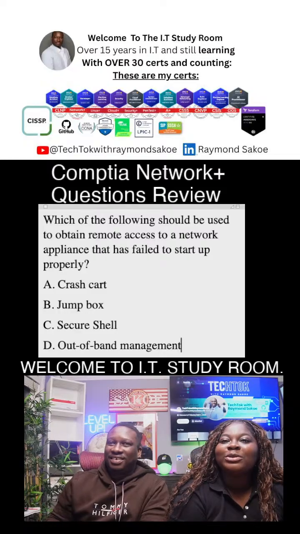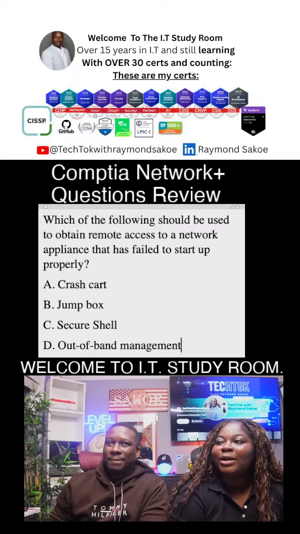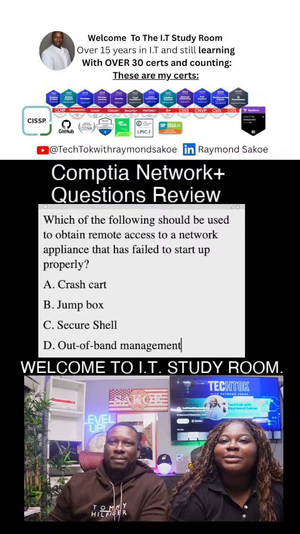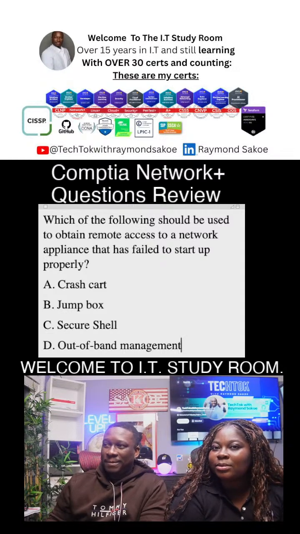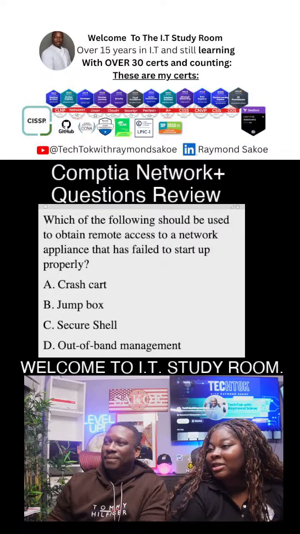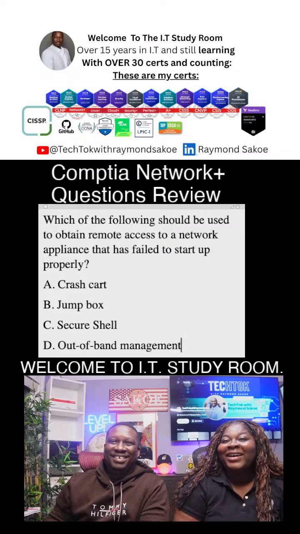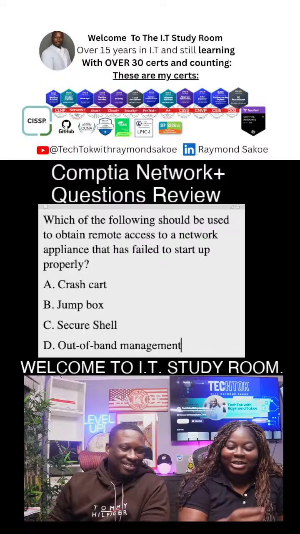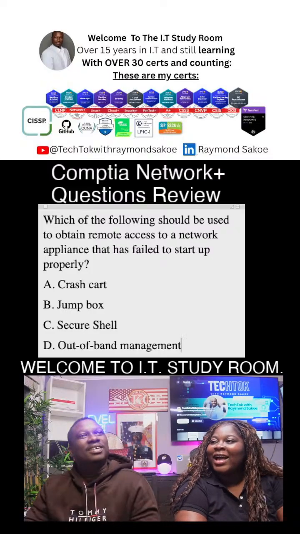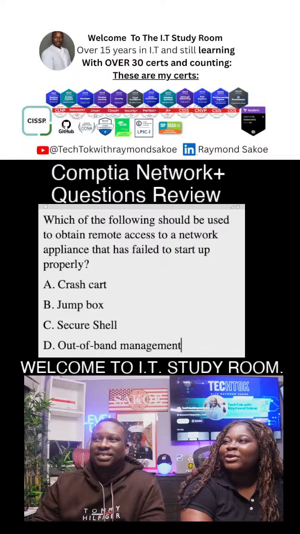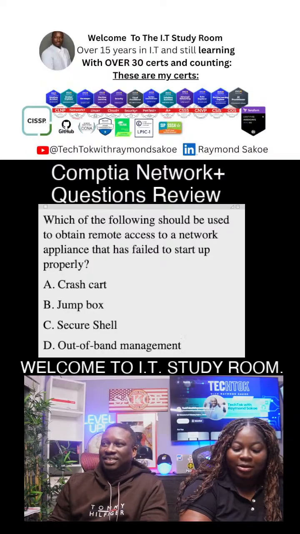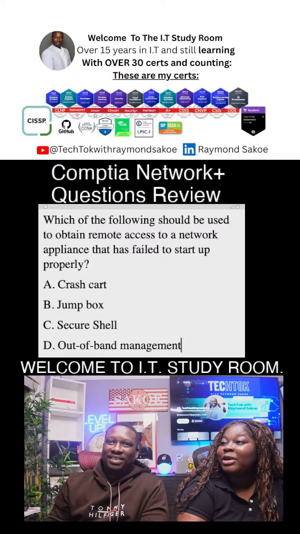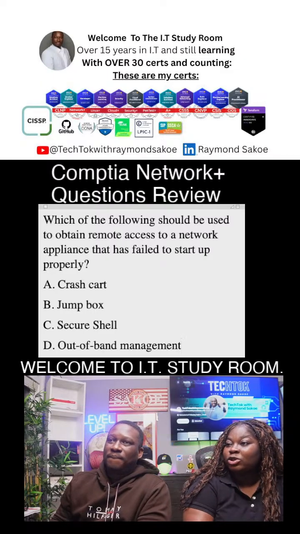Okay, which of the following should be used to obtain remote access to a network appliance that has failed to start up properly? Usually I wait for the majority, but the majority is not answering. Okay, we have C and D. Yeah, that makes sense. I don't know. Okay. I don't know what a crash cart is. It sounded very hospital-ish. Like you're in the hospital and there's actually a crash cart in a hospital, I think. Anyway, so we have C. All right. B. Okay. B. We have 2 B's. All right, so I'm going to go with B because we have 2 B's.